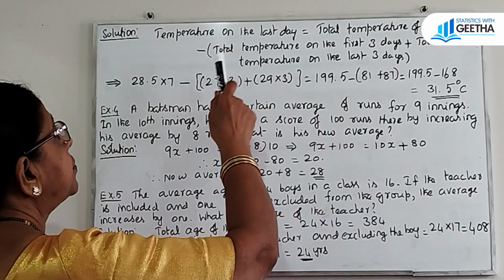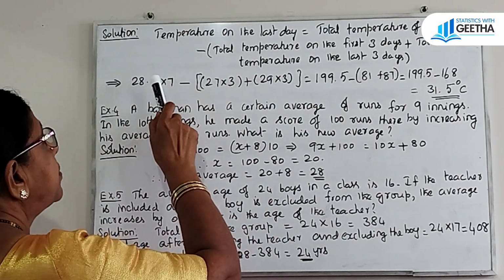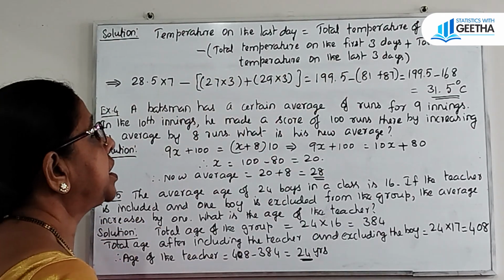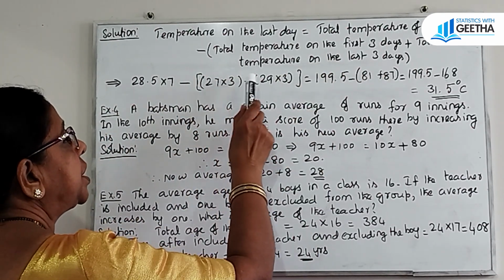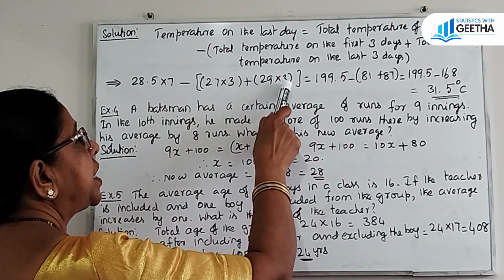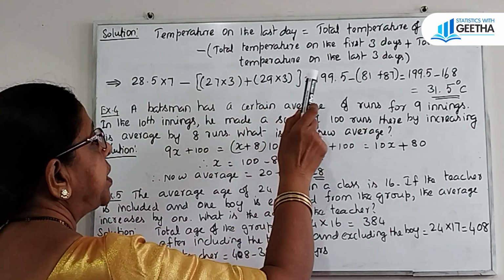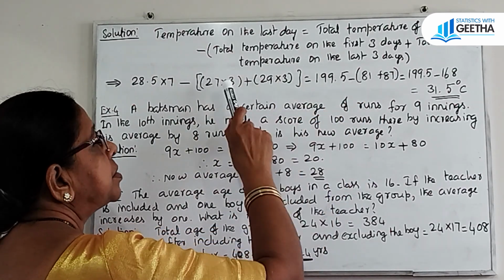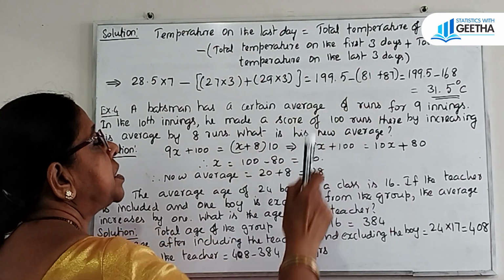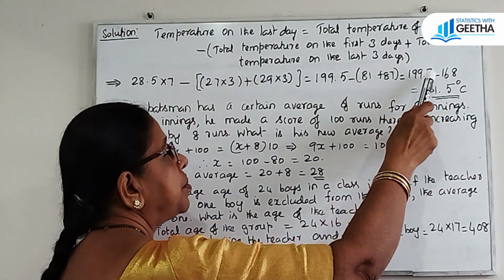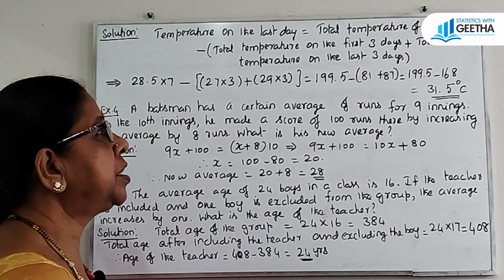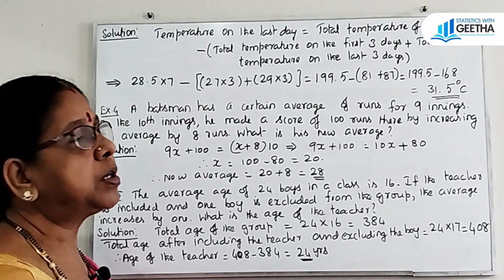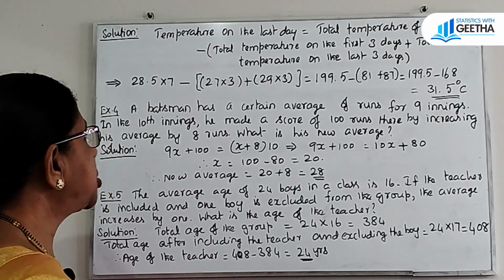The total temperature of the week, since the average is 28.5, is 28.5 into 7, minus the total temperature on the first 3 days, 27 into 3, plus the last 3 days, 29 into 3. We multiply both and add them. So this is 199.5 minus, in brackets, 81 plus 87. So that is 199.5 minus 168, which is 31.5 degrees Celsius. Therefore, the temperature on the last day is 31.5 degrees Celsius.